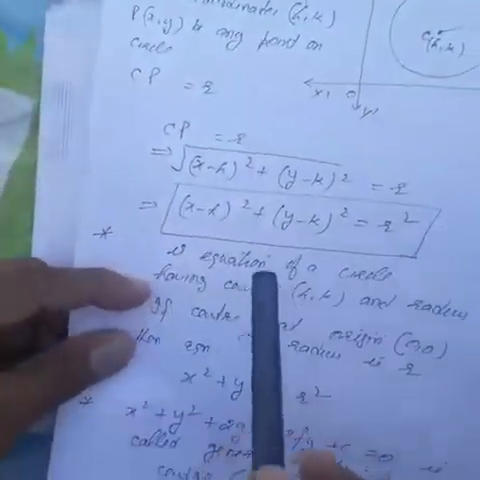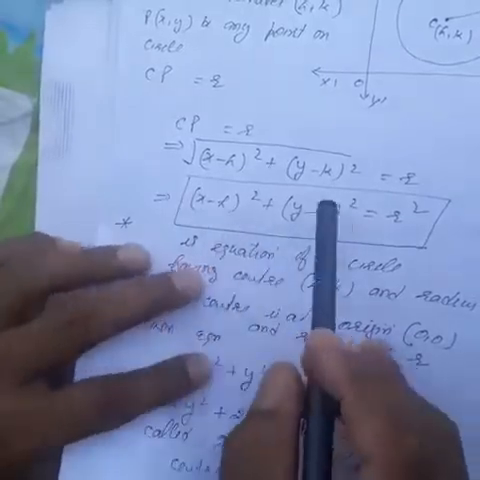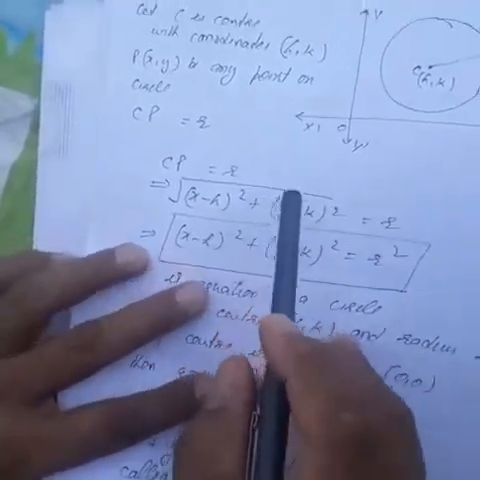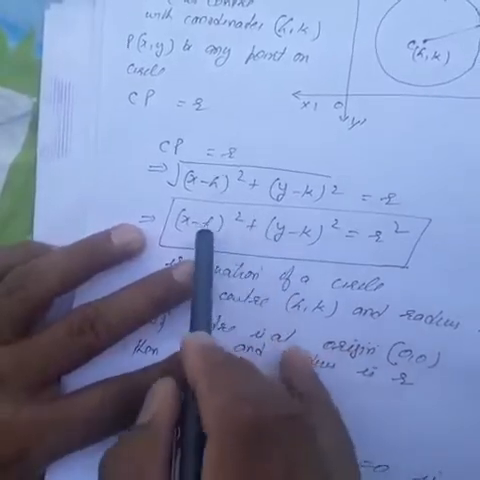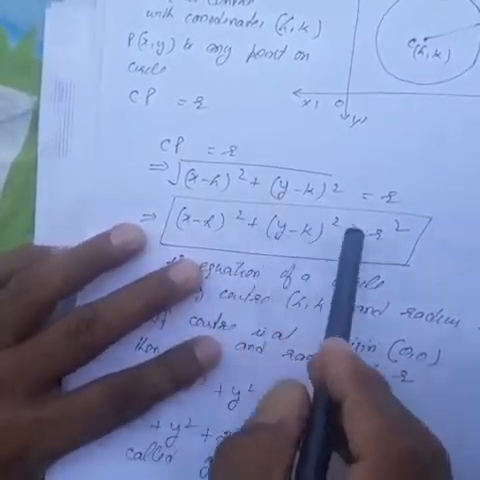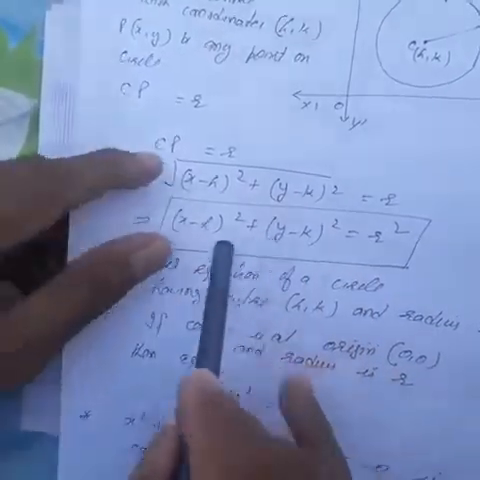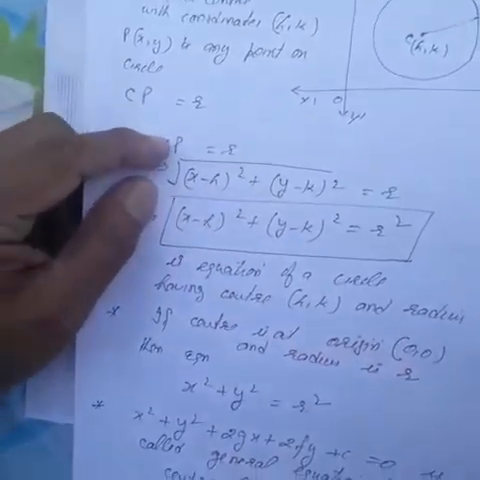When the equation of a circle is required and we are given the center and radius, use this formula, or using this formula we can also find the center and radius. So I hope it is clear. That's all for today.